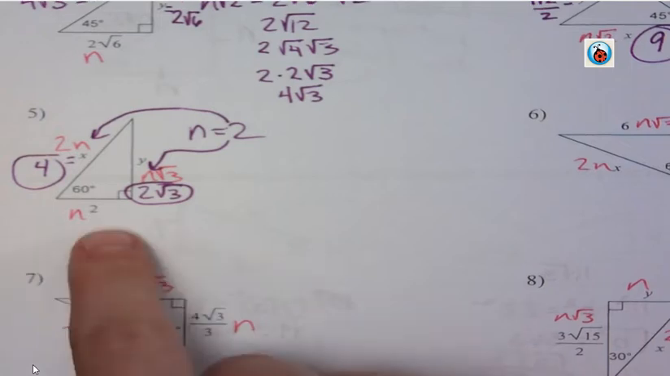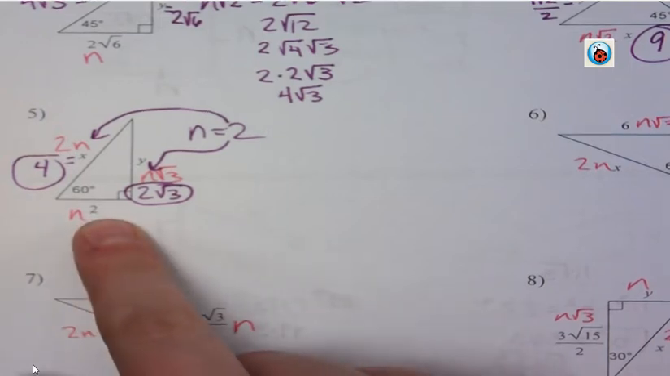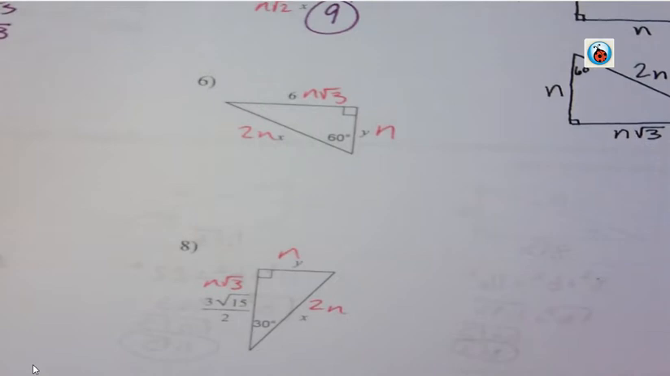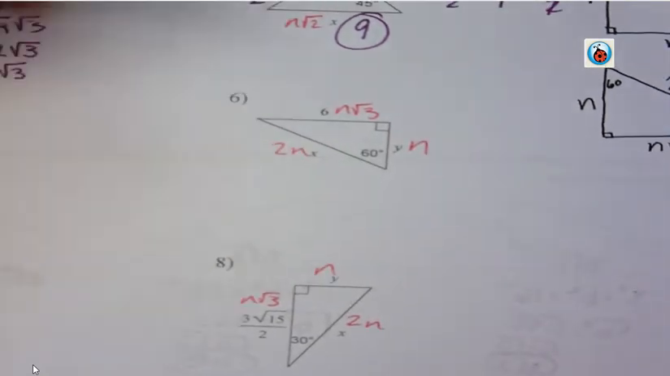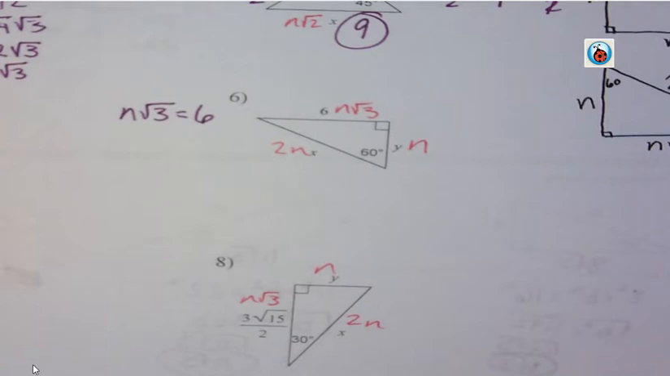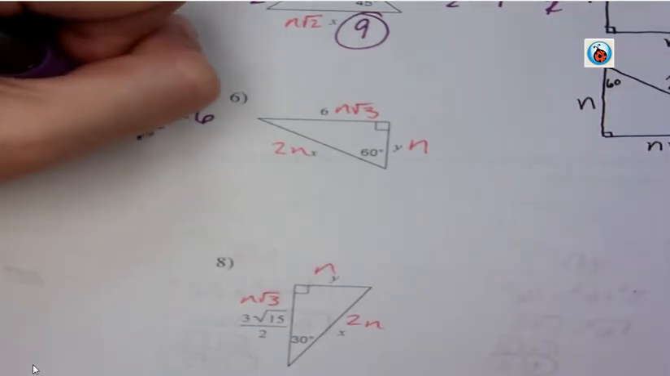Anytime you have a whole number for your n, it's going to be super easy. So let's go to a little more challenging one. This gives us what n root 3 equals. So you want to set that equal. And we want to get n all by itself. So we've got to divide by root 3.